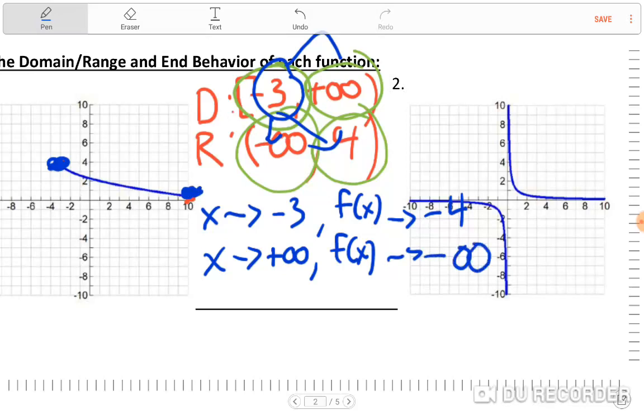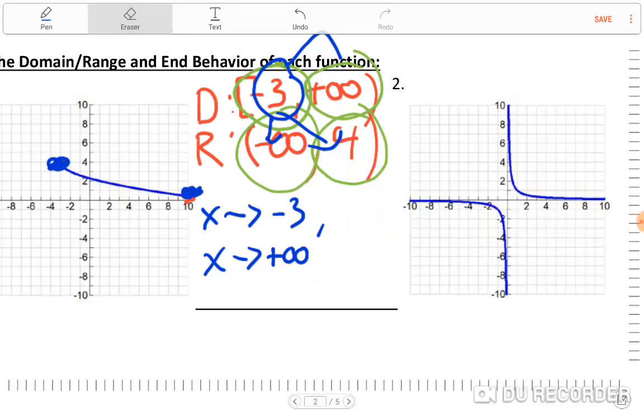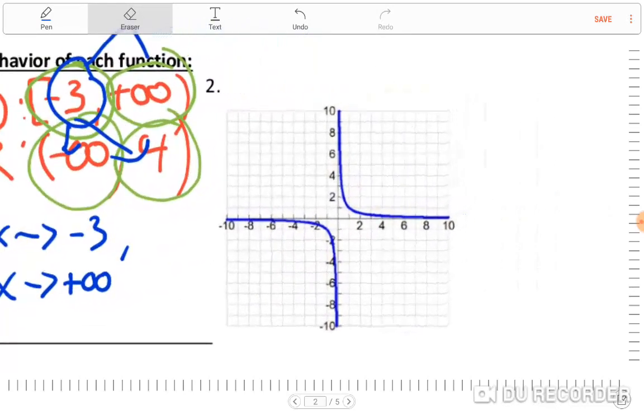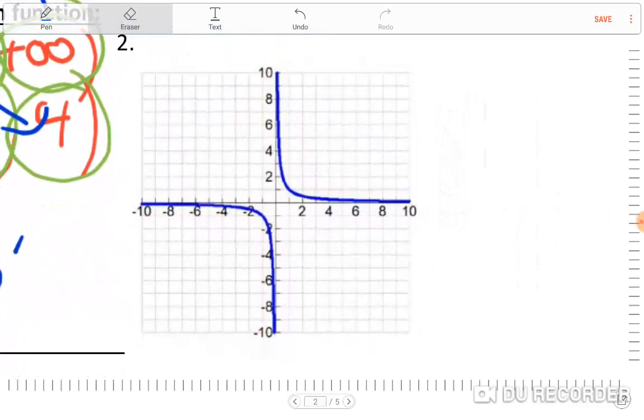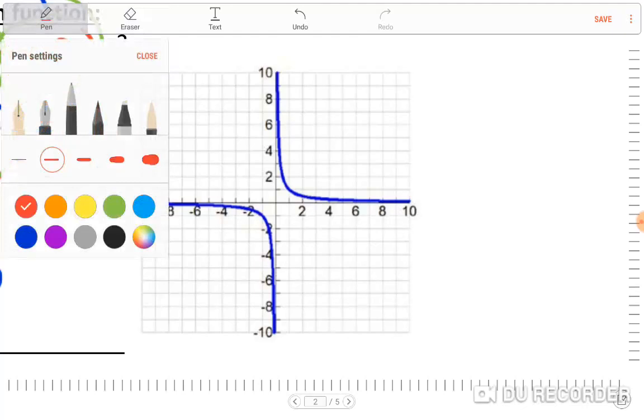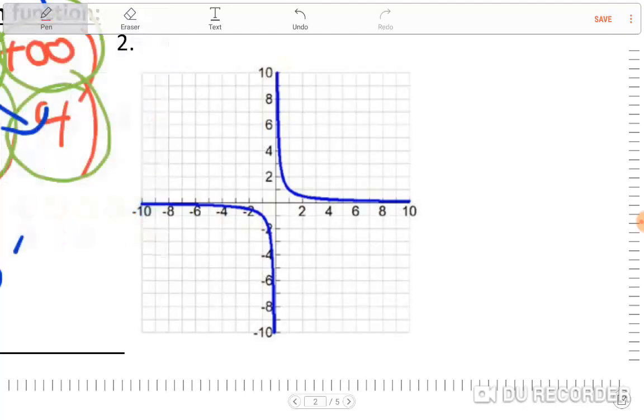Okay. Let's look at this one right next to it. This is a reciprocal function, what's known as a reciprocal function. This one actually does have a discontinuity, so it gets a little tricky here. Okay, let's go with domain and range.